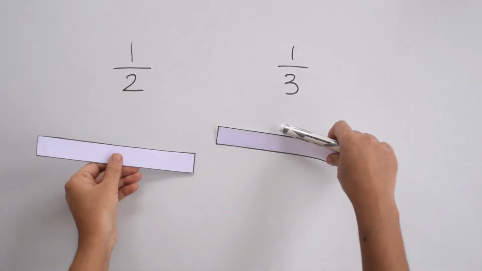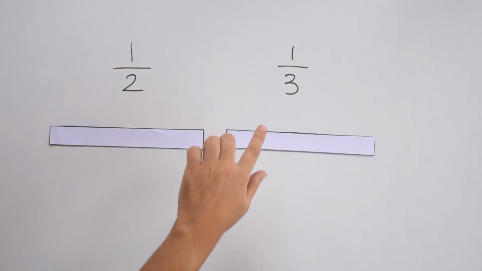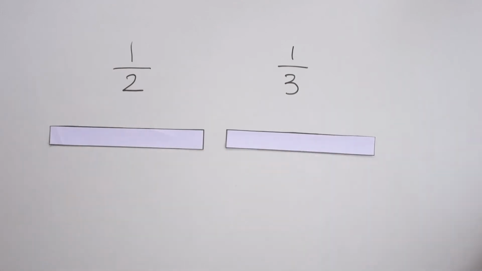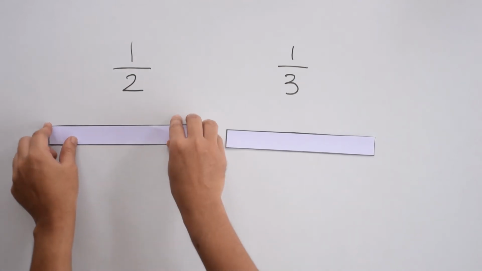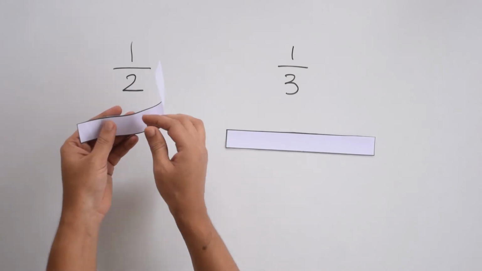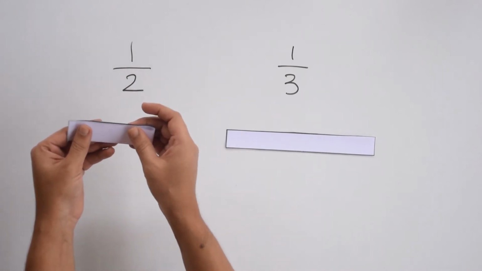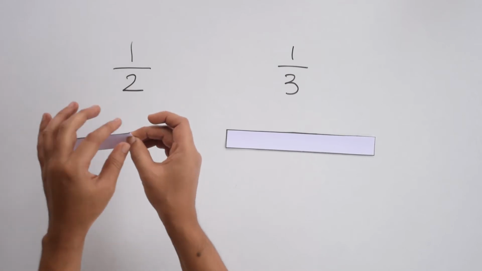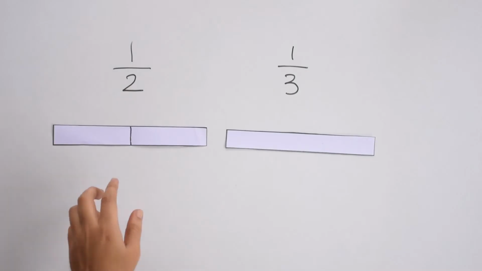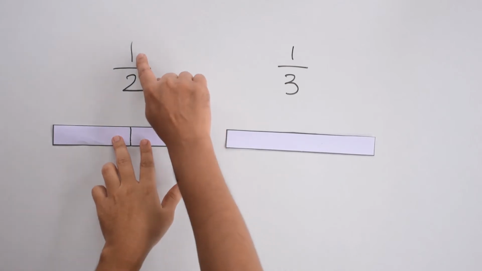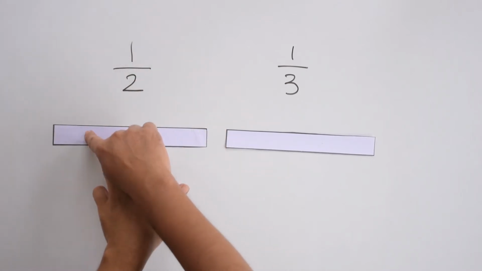Let's take two paper strips to represent these two fractions. First, let us represent 1 by 2 in this paper strip. Since the denominator is 2, we'll divide the whole strip into two parts. We have divided it into two parts. Now, since the numerator is 1, we'll color one part.